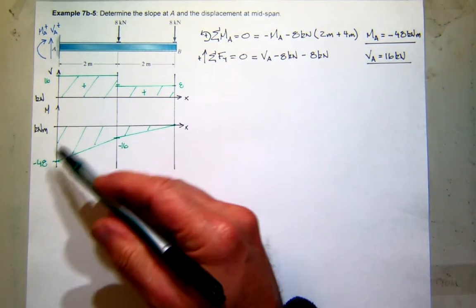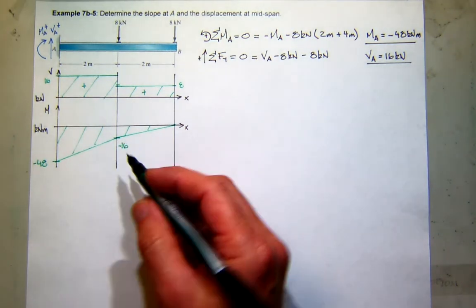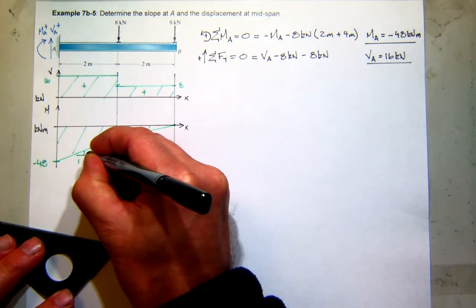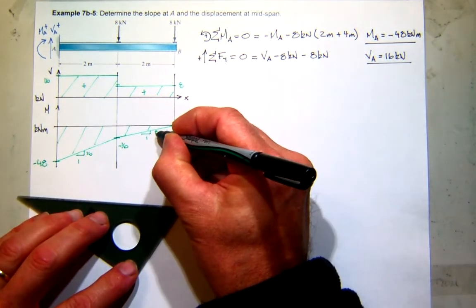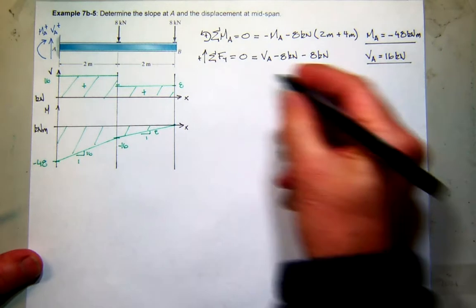Got kind of a trapezoidal section here and then a triangular section there. So these are different slopes, right? If we looked at these carefully, this would be 16 and this would be 8, given by the shear. Any questions about that? All right, so let's draw our conjugate beam.